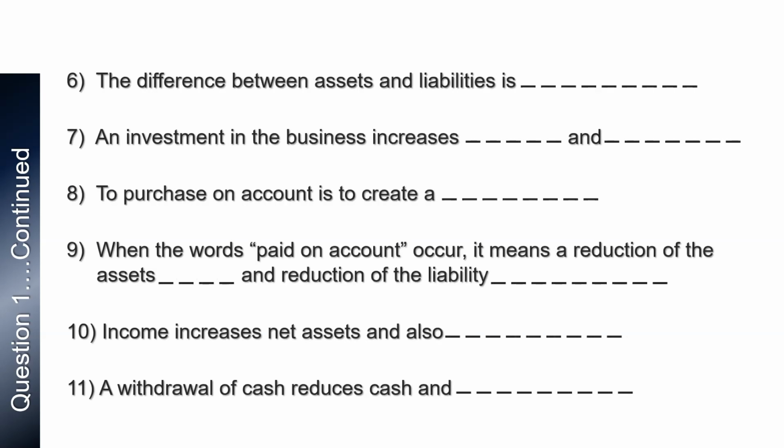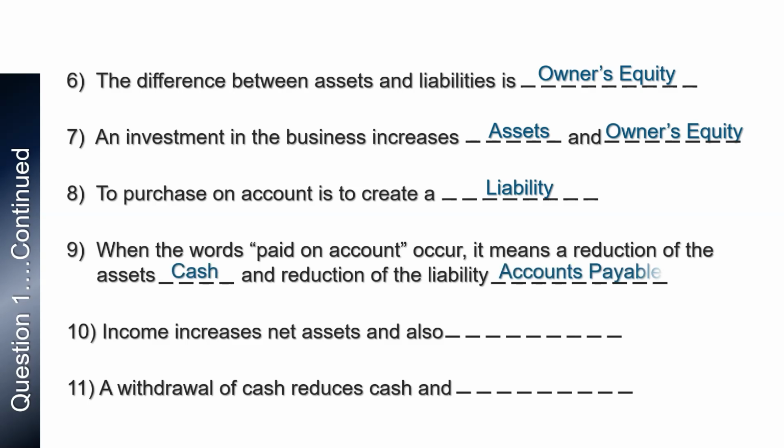Let's move on to the remaining question and complete the sentences together. The difference between assets and liabilities is owner's equity. An investment in the business increases assets and owner's equity. To purchase on account is to create a liability. When the words paid on account occur, it means a reduction of the asset cash and reduction of the liability accounts payable. Income increases net assets and also owner's equity. A withdrawal of cash reduces cash and capital.